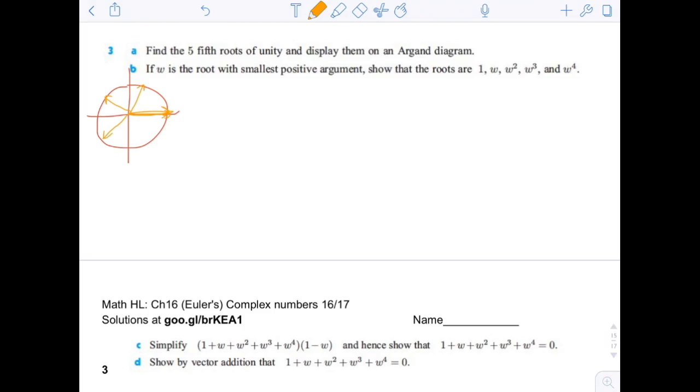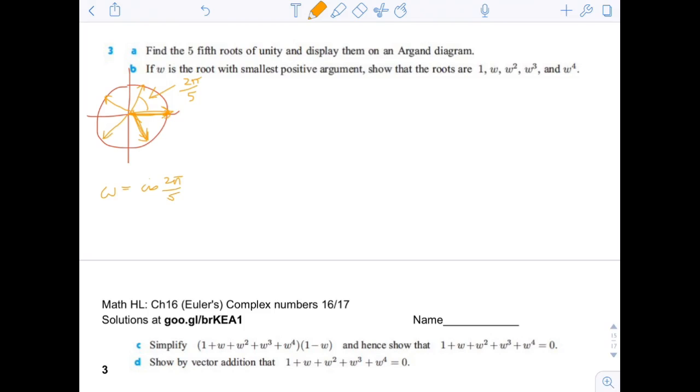And the question is, what is the angle between these roots? It would basically be 360 divided by 5, or 2 pi divided by 5. So each one of these angles here would be 2 pi divided by 5. Okay, so for the fifth roots of unity, the omega in this case would be cis 2 pi divided by 5.